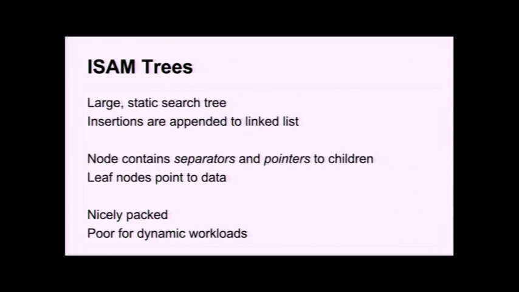So we talked very briefly about ISAM trees. They're basically static B trees. You have some nodes, they contain some separators and pointers, and B trees or ISAM trees are really useful in looking things up.